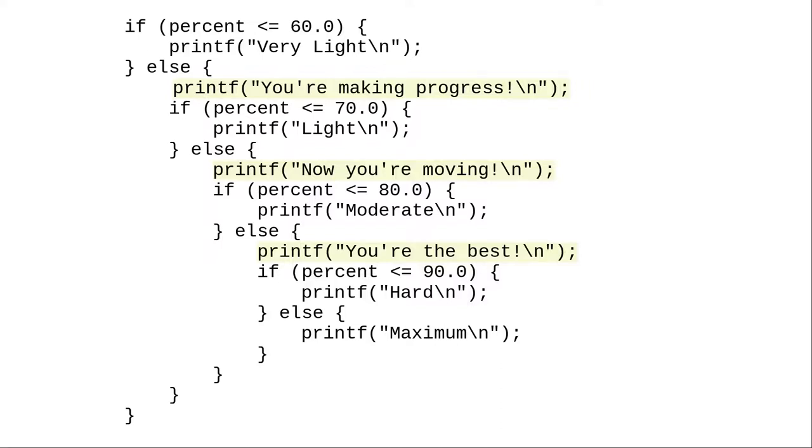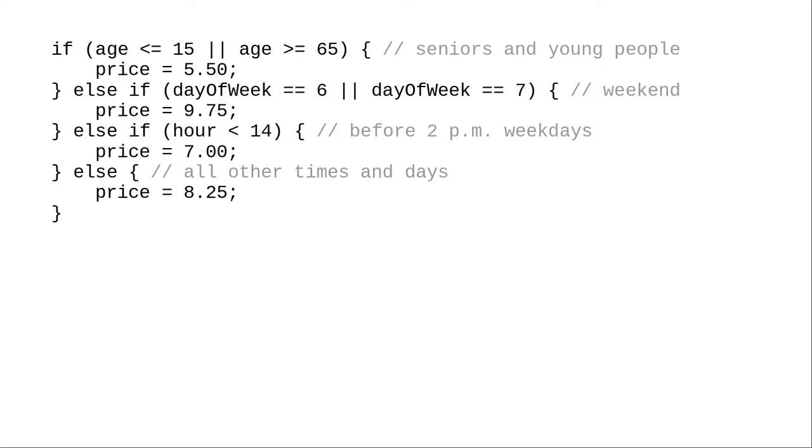Most of the time, when you have an if-else chain, your conditions will be testing the same variable. But as long as the if immediately follows an else, you can check different variables, as you can see from this sequence that determines the price of a movie ticket based on the customer's age, the day of the week, and the time of day.